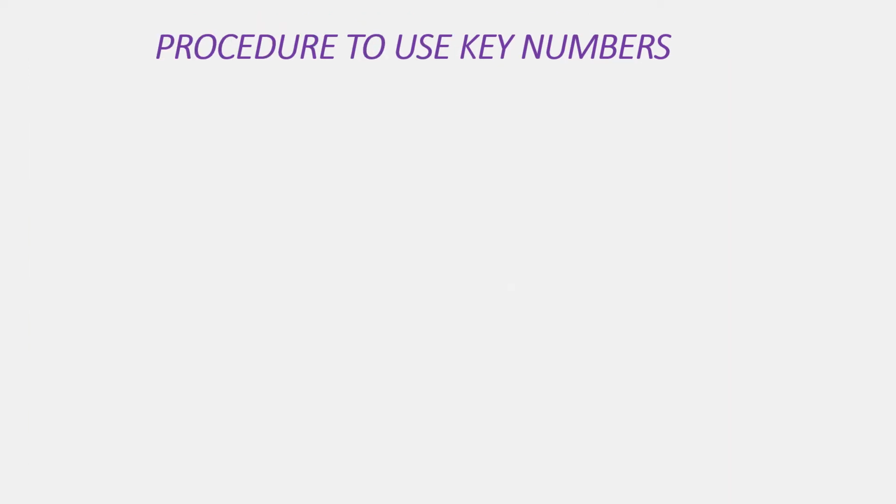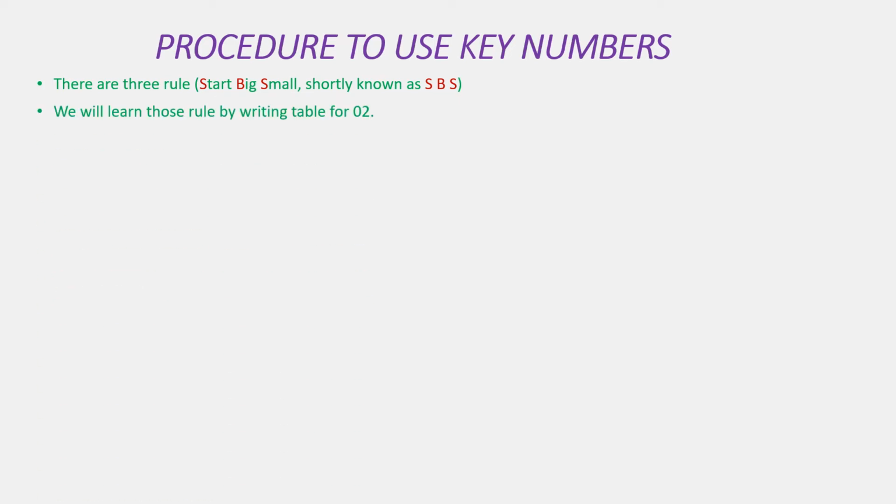Now we will see what is the procedure to use the key numbers. There are three simple rules in using key numbers, known as start, big, small, shortly known as SBS. We will learn those rules by writing the table for 2.